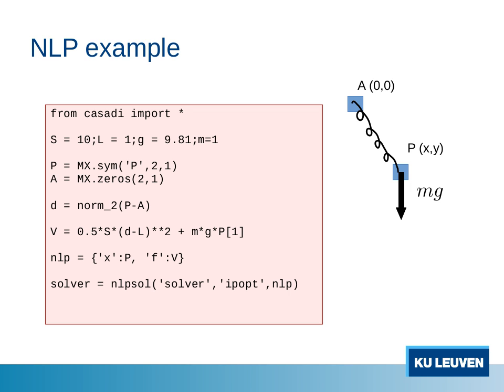Next, we use the nlpsol syntax to create a solver instance. The first argument is just a label. The second argument is the numerical backend that we want to use, IPOpt in this case, and then the dictionary containing the symbolic primitives and the expressions. Once we have the solver object, we can call it, for example, with keyword arguments like this. In this case, we initialize it at position 2, -1.